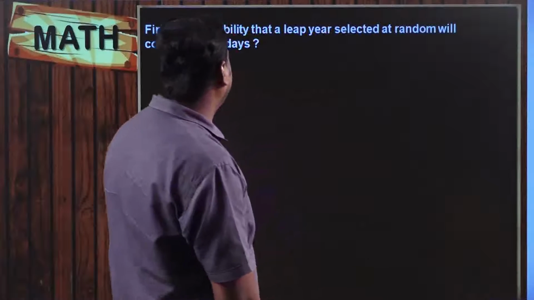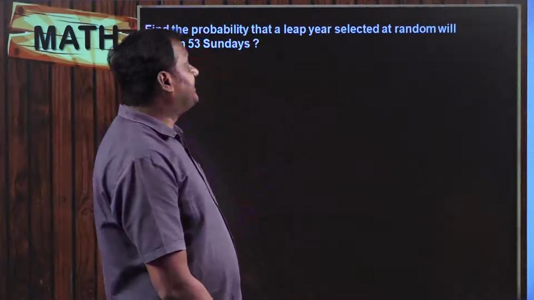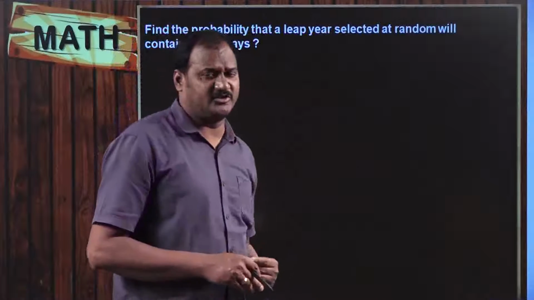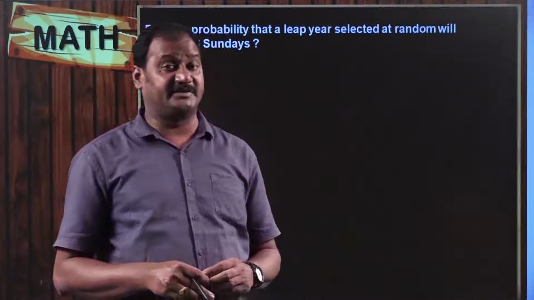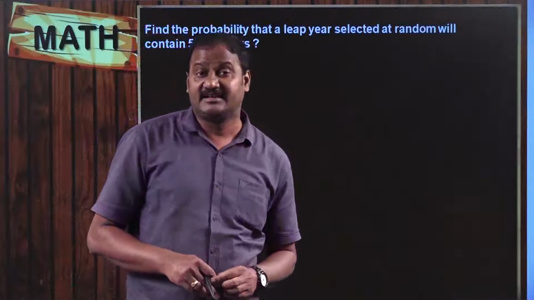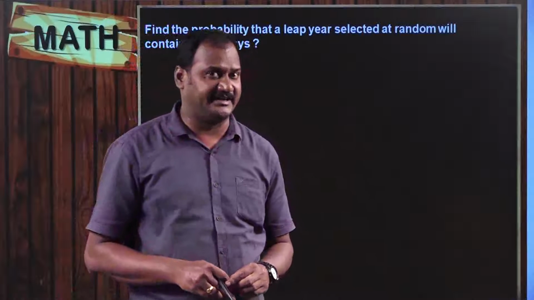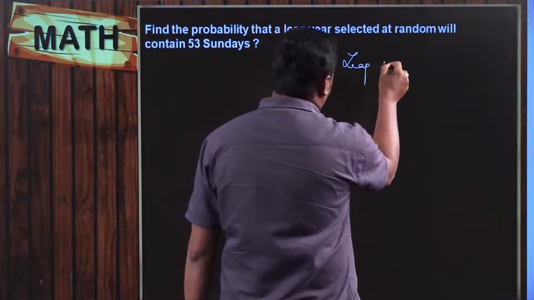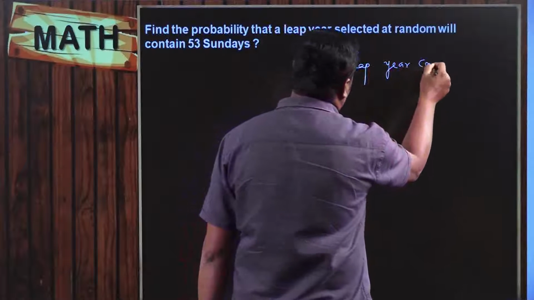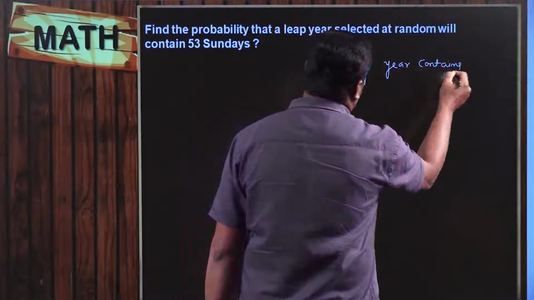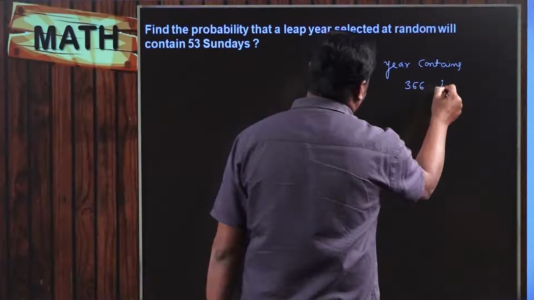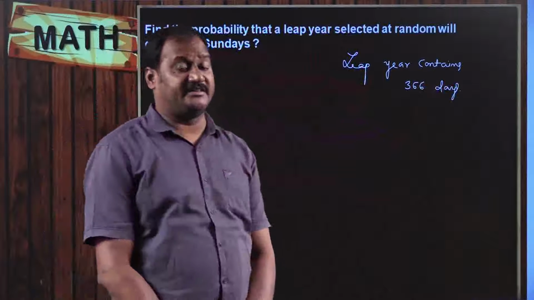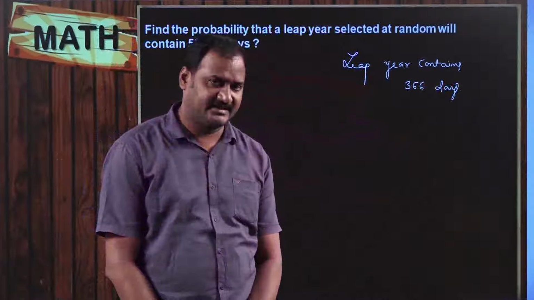Here the next problem given: find the probability that a leap year selected at random will contain 53 Sundays. What do you mean by leap year? How many days does a leap year have? A normal year has 365 days, right? A leap year contains 366 days. So out of 366 days, when you divide that 366 into weeks, how many weeks will be there?